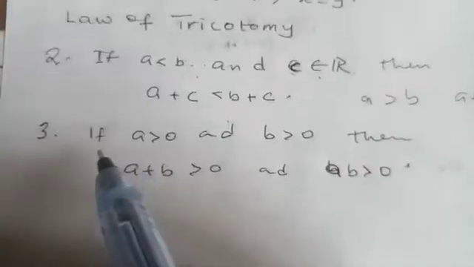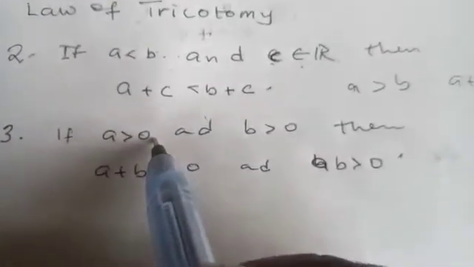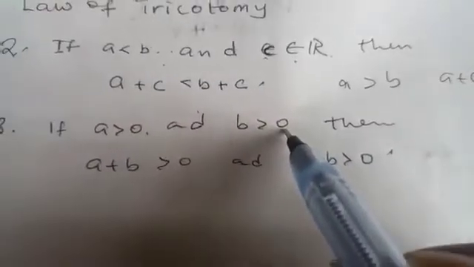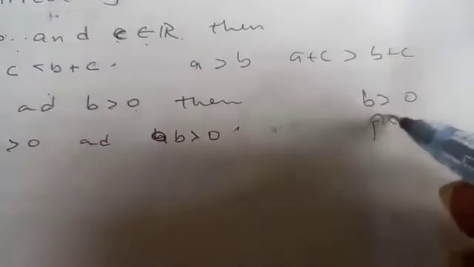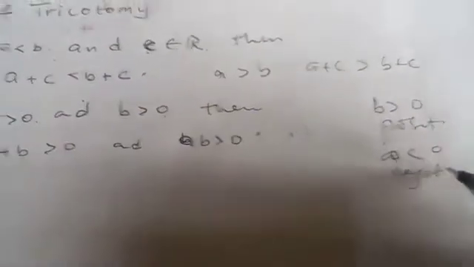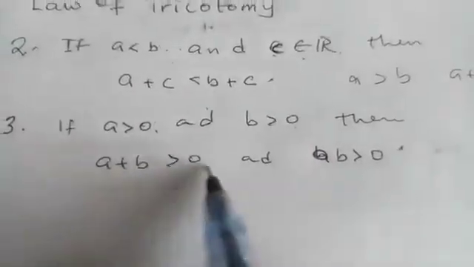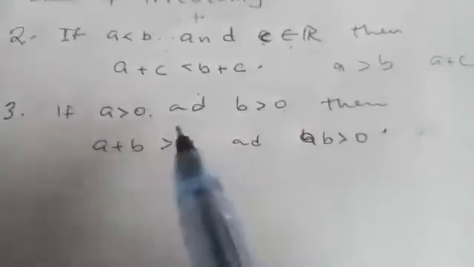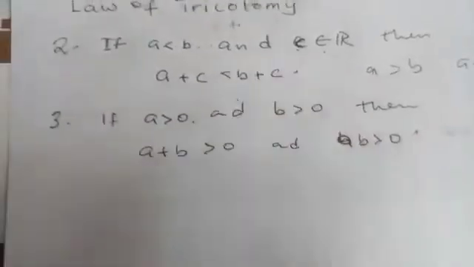Another one says that if a is greater than 0 and b is greater than 0, and a greater than 0 simply means positive, while a less than 0 simply means negative, then the addition of two positive numbers will still be positive. That is the meaning. It is greater than 0. Also, the multiplication will be greater than 0.